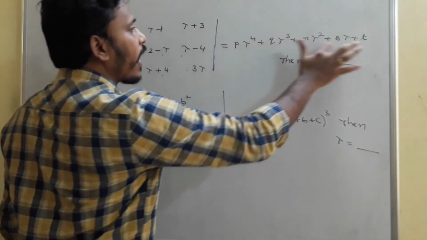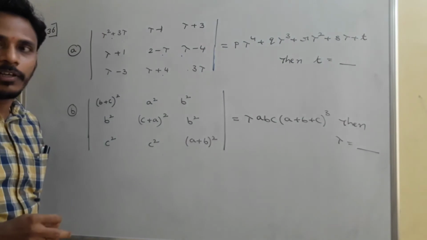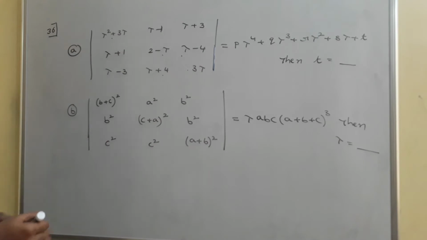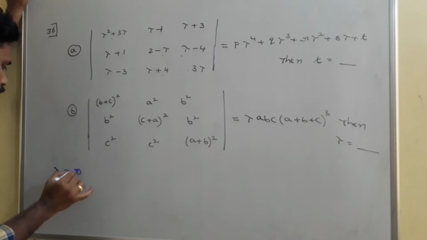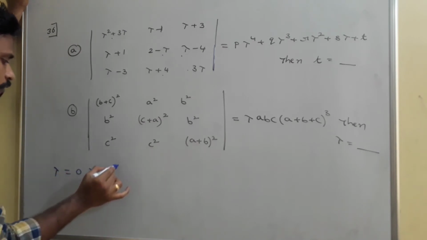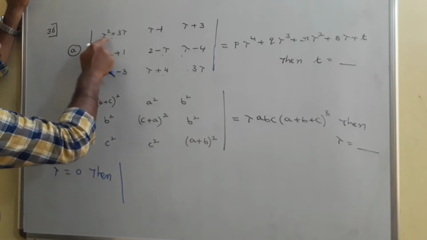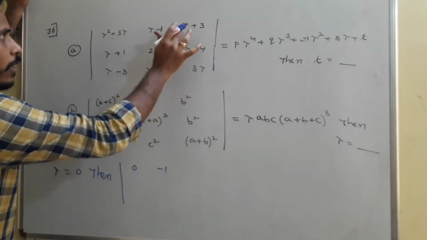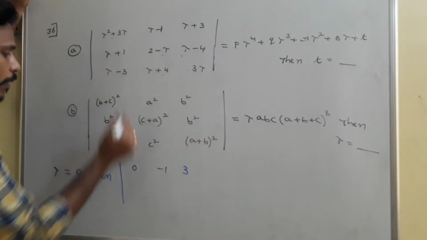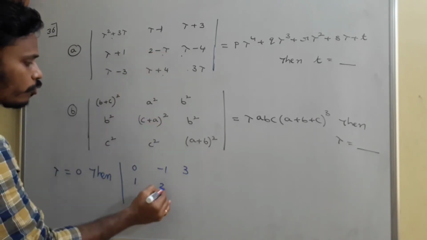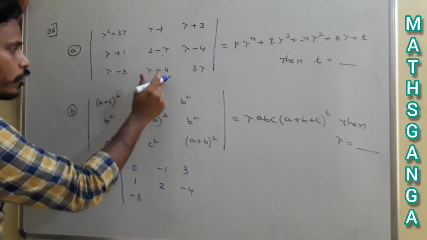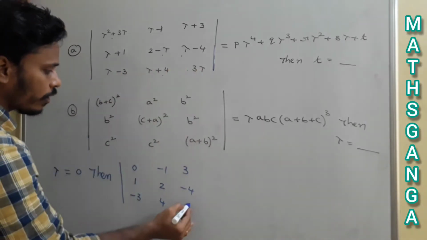So how can I neglect all these values? Just think about it. The way to neglect all these values is simply by taking lambda equals 0. Okay, what I am telling you is just take lambda equals 0. If you take lambda equals 0 in the first problem, what will happen? Take lambda equals 0: 0 square plus 3 into 0 is 0, 0 minus 1 is minus 1, 0 plus 3 is 3, and 0 plus 1 is 1, 2 minus 0 is 2, 0 minus 4 is minus 4, 0 minus 3 is minus 3, 0 plus 4 is 4, 3 into 0 is again 0.